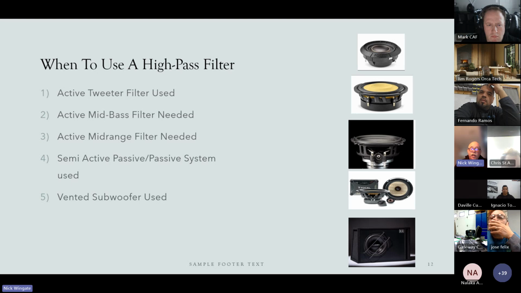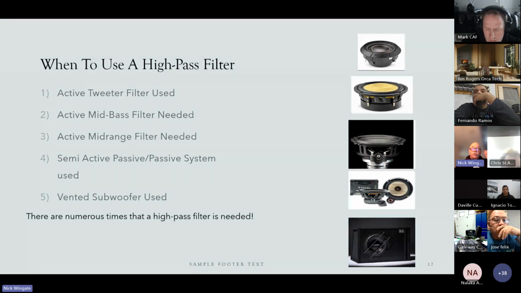A lot of what I will do as far as that is concerned, I will find out what the tuning frequency of the enclosure is. I would go 5 hertz below the tuning frequency, and I would add a 12 dB per octave high pass subsonic filter to it, which is basically what we are creating. Okay. So you can see there are numerous different times that a high pass filter is needed.